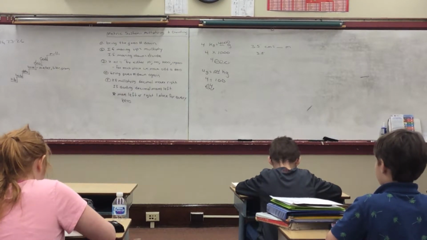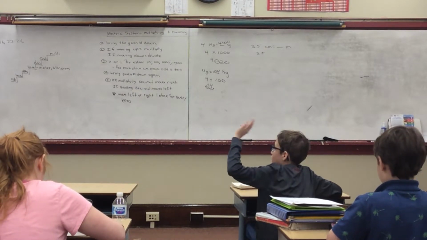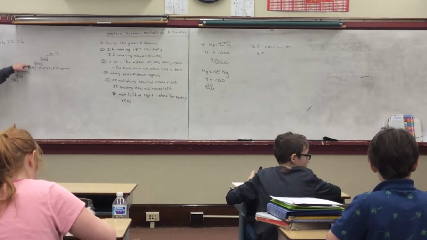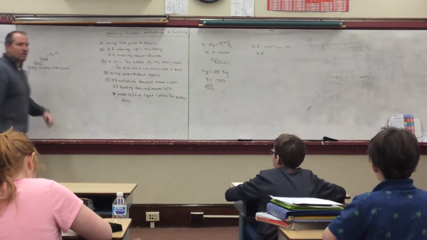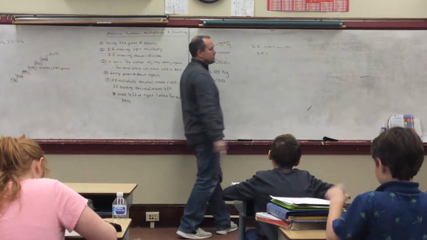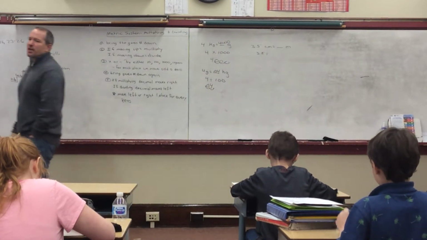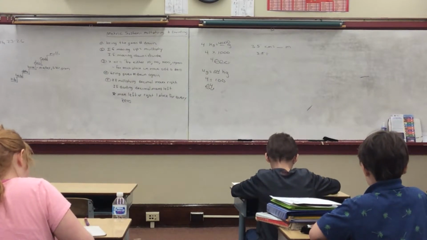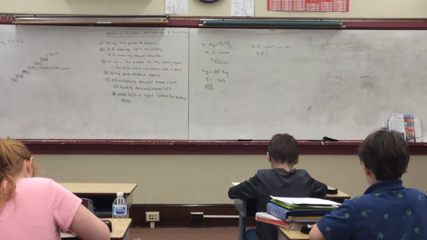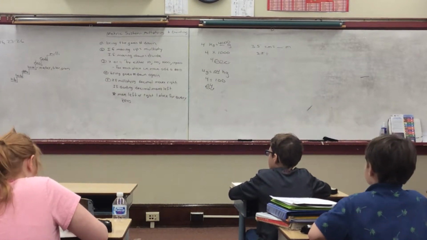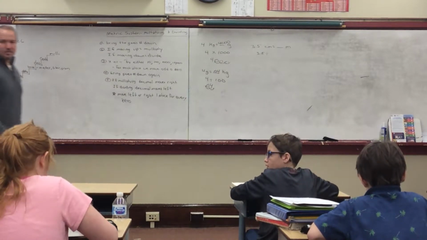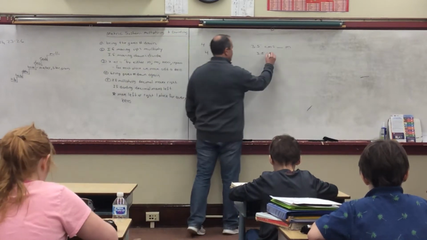Everybody has made their decision? Which way are we moving, up or down? Down. We're going from centimeters to meters. So we're going down, which means we're going to divide. Now I want you to write down what you're going to divide by. Has everybody made that decision? How many places are we going, Dakota? So that means we're going to divide by 100.